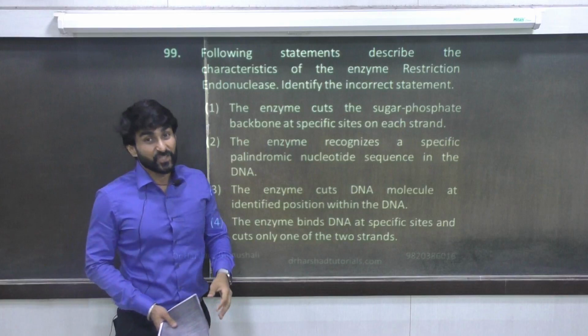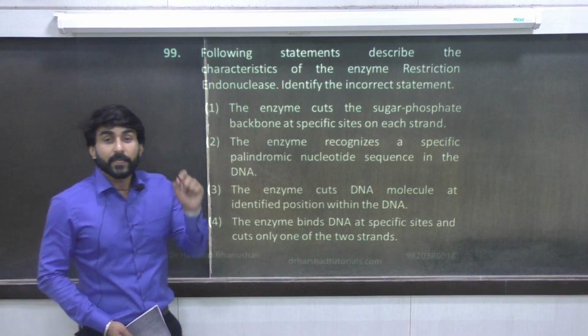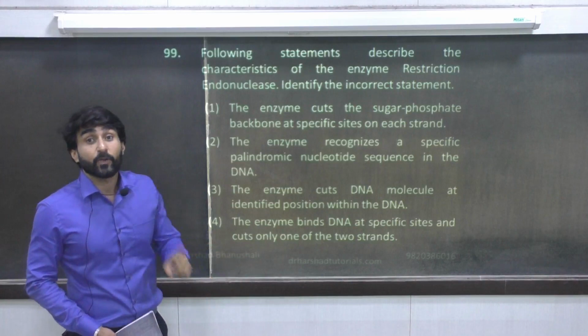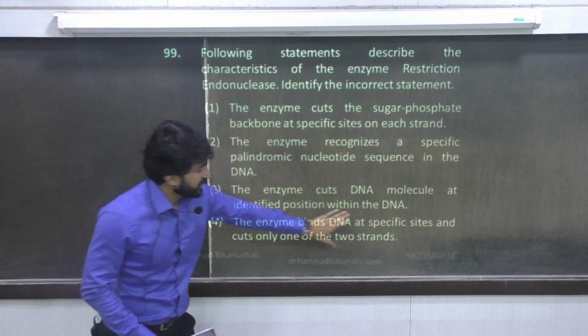The fourth statement, the enzyme binds DNA at a specific site and cuts only one of the two strands. Now, this is a wrong statement because the restriction endonuclease enzymes do not cut one of the strands, they actually act on both of the strands. So this is an incorrect statement. So for question number 99, the correct answer would be statement 4. This is the correct answer because this is an incorrect statement, as they have told us to find out.